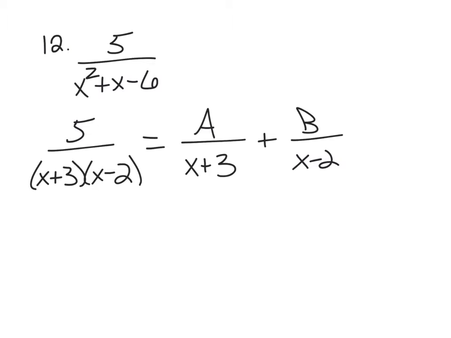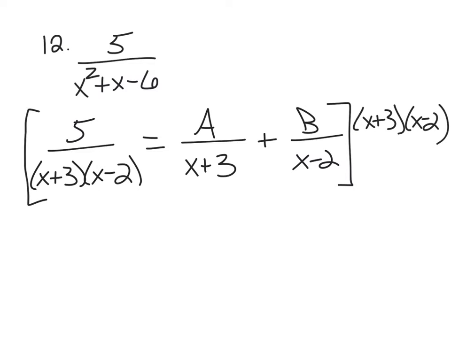We're going to end up multiplying through by the factors of our original fraction so that they cancel and we have no more denominators left. So I'm going to multiply through by x plus 3 and x minus 2. And again, the idea is that when we're being forced to distribute here, on the left-hand side of the equation, the two factors in the denominator will cancel and we'll be left with a 5.